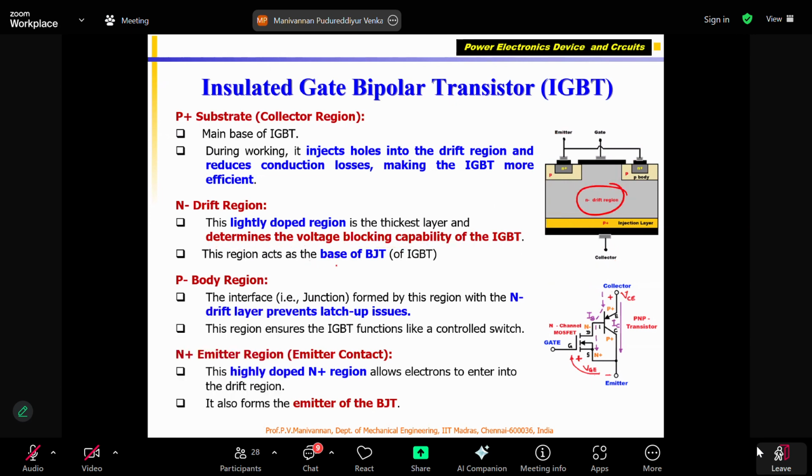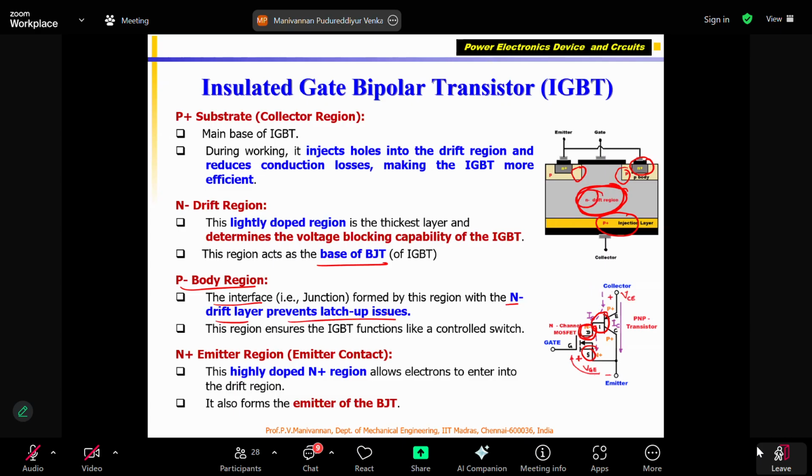Another thing is this region also acts as the base of the BJT. This is the base and also the drain. Please know that base and drain is nothing but this N region. This is the collector region of the transistor. This is the emitter. N plus is the emitter region of the transistor, and this acts as the source of the MOSFET. The P region body acts as the source and drain of the MOSFET. The P region body interface is formed by the region with N minus. N minus is the drift region.